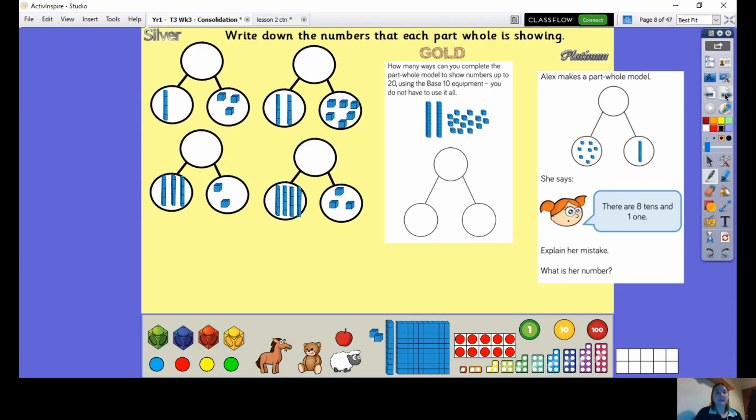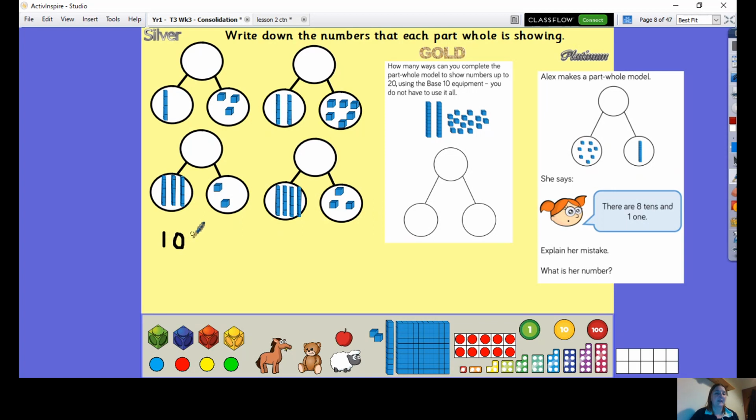Okay, so your work this morning, this is what your work is. What I want you to do is write down the numbers that each part whole is showing. That's the silver. Just work out what each of the numbers are showing. As a little extension, you might want to, for example, write the answer in there, but then also write underneath it 10 add 3 equals. But you don't have to, you just need to work that out.